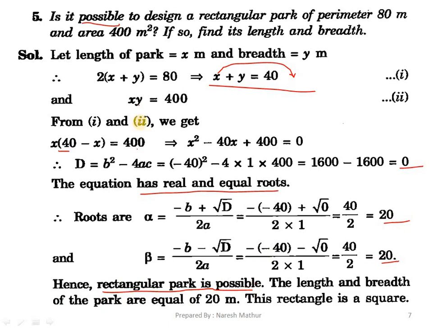This condition is possible. Okay, the first question was, is it possible? So we'll say yes, it is possible. And then at last it is asking for length and breadth, so we'll say length and breadth of the park will be 20 meter. As the length and breadth of the rectangle are the same, it means this rectangle is a square. So here we have the last question of the exercise.